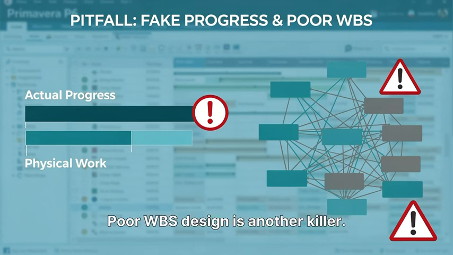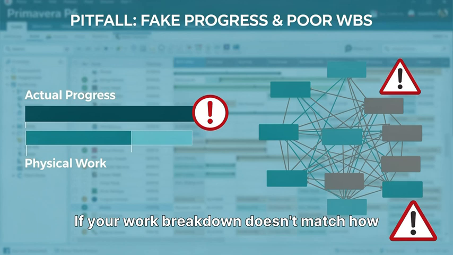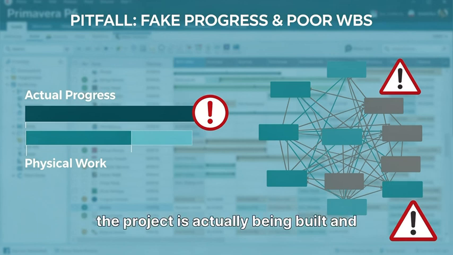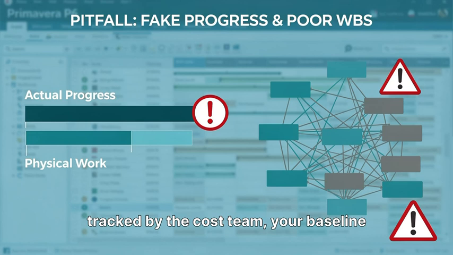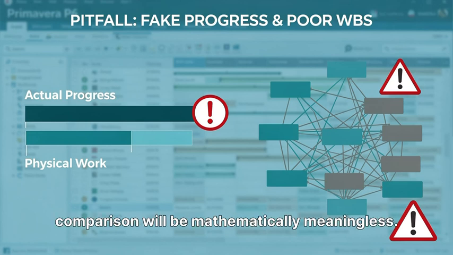Poor WBS design is another killer. If your work breakdown doesn't match how the project is actually being built and tracked by the cost team, your baseline comparison will be mathematically meaningless.